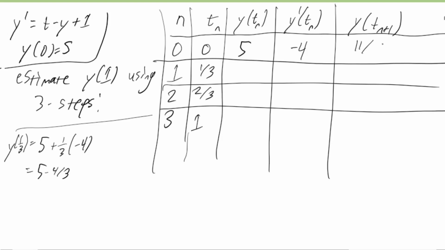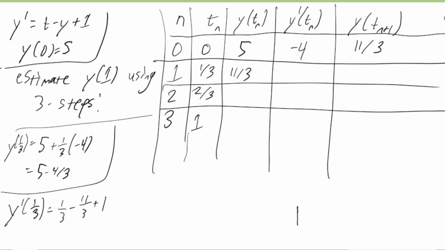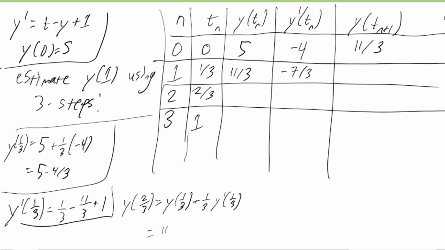And then we use this 11/3 to compute the value at the next point. So we find the derivative at 1/3 using 11/3 as our value of y. And then once we have our derivative, which is going to be -7/3, we use that in our Euler's method to find y of 2/3. So y of 2/3, after plugging in our values for y of 1/3, we end up getting 26/9.